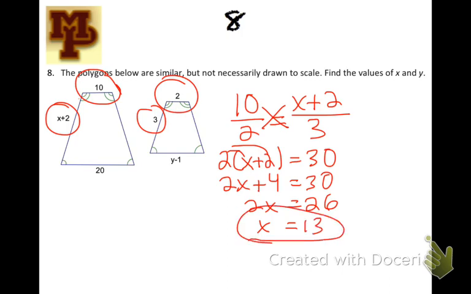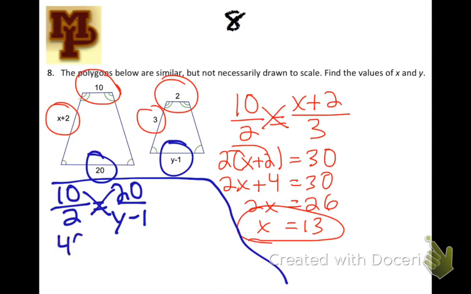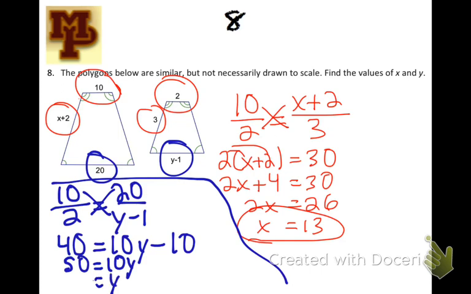And then for the other variable, you can use the 10 over 2 again. So 10 is to 2 as 20 is to y minus 1. And then do the same thing, cross multiply. So this is 40, and then distributing, I won't show all the work on this one, 10 distributing to the y minus 1 would be 10y minus 10. And so then 10y would equal, if we add the 10 over, 50. And so y equals 5.